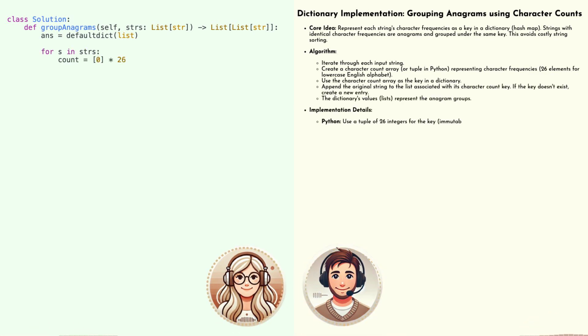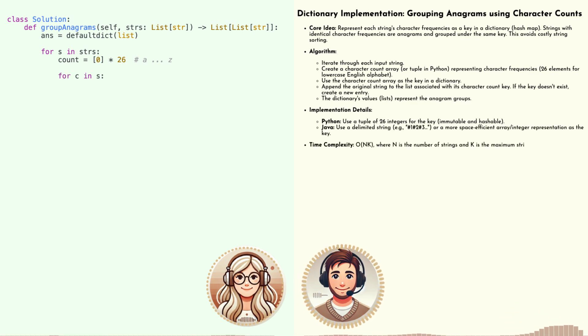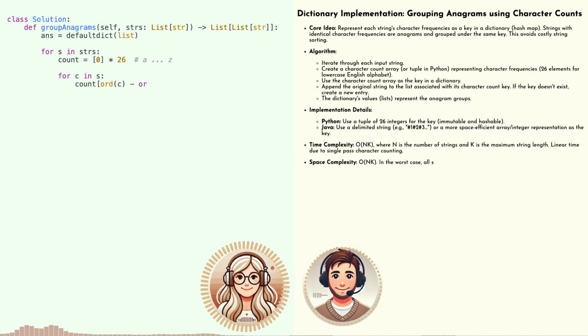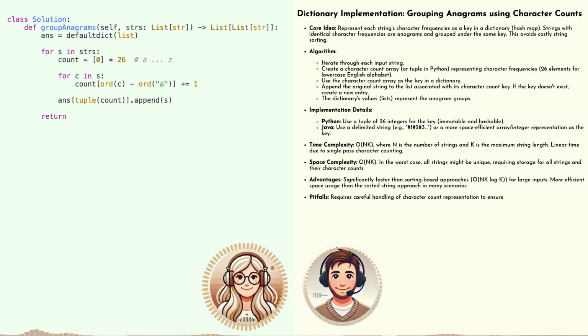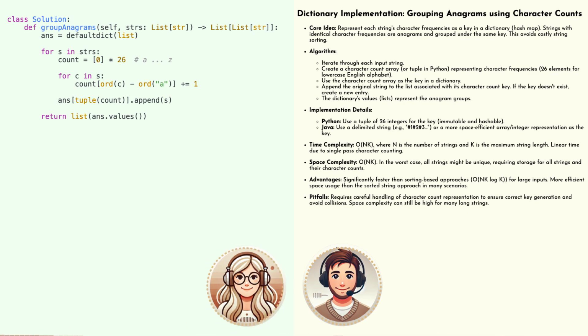So let's say we have the words eat, tea, and tan in our list. Walk me through how we'd use a dictionary to group them. Okay, starting with eat, we sort it to get aet. This aet becomes a key in our dictionary. Since it's the first time we're seeing this key, we create a new entry with aet as the key and an empty list as the value. Then we add eat to that list. Got it. So now we have an entry where aet points to a list containing just eat.